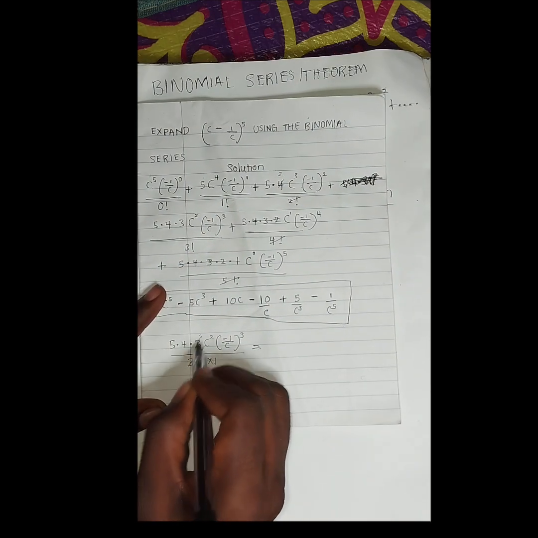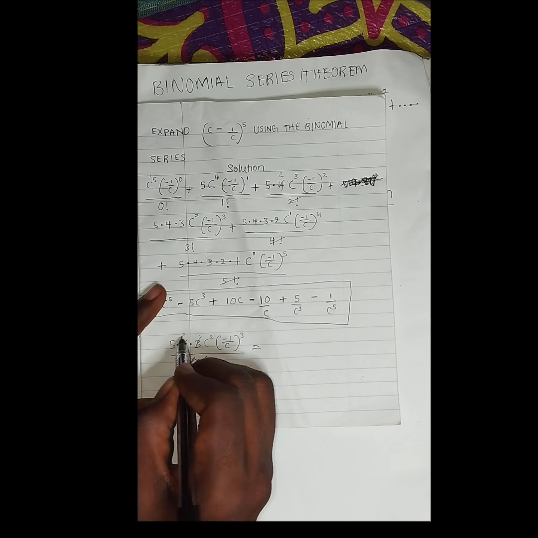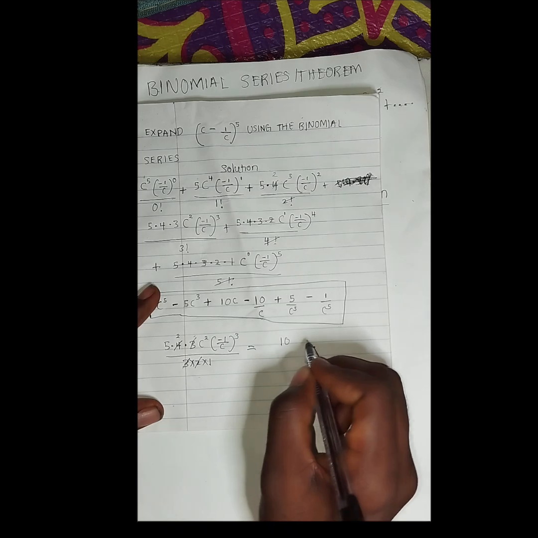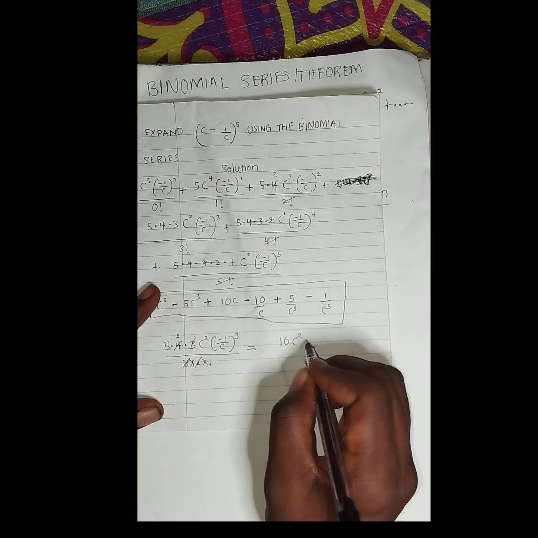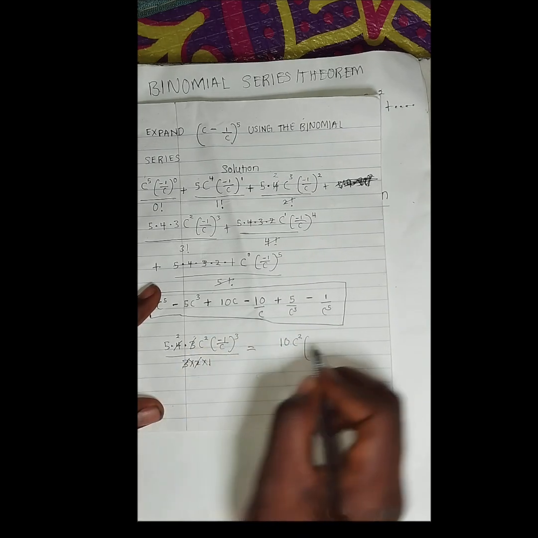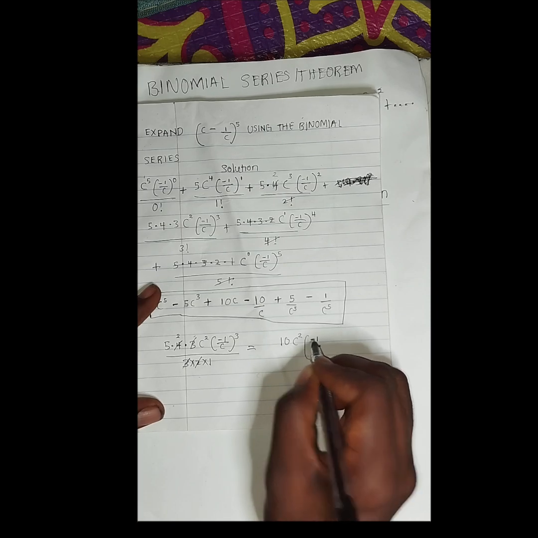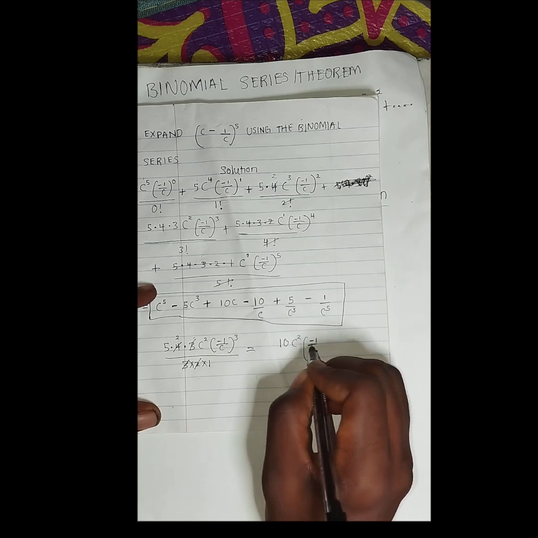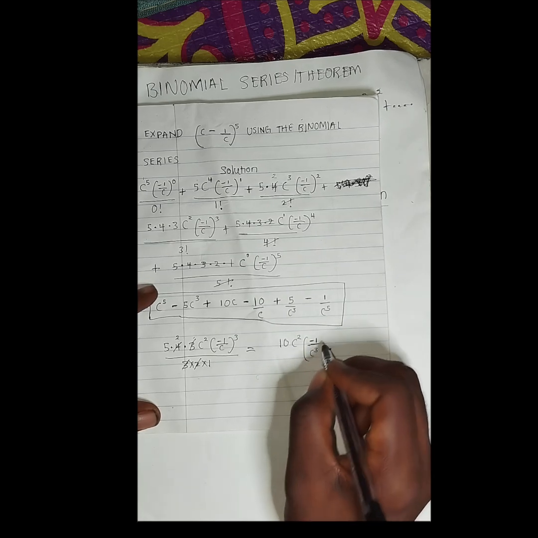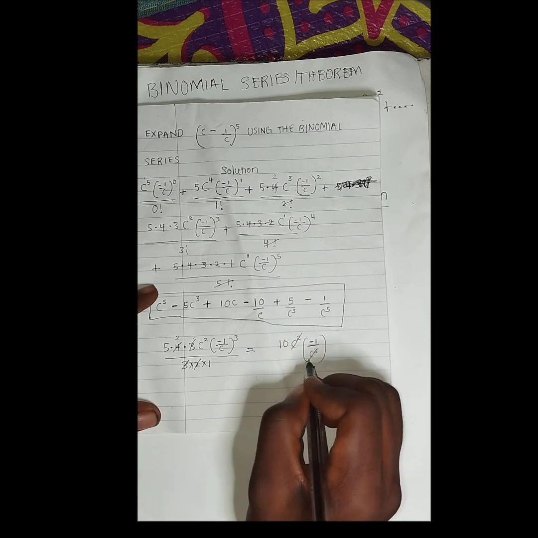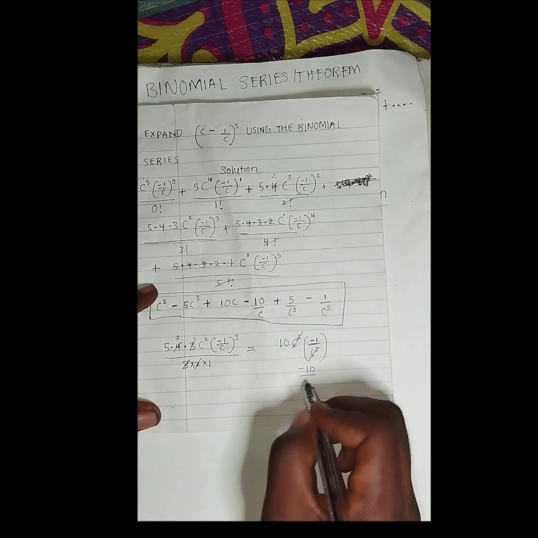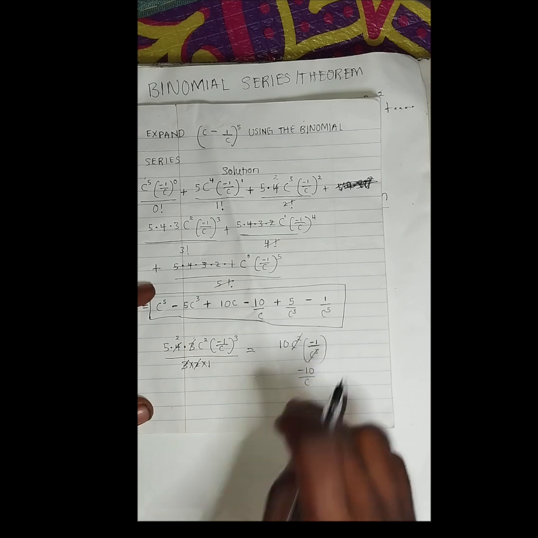3 can break this, 2 can break 4. You'll be left with 2. 5 times 2 is 10. So you have 10, c square times minus 1 raised to the power of 3 is still minus 1. I said this earlier. When you have minus 1 raised to the power of an odd number, you get minus 1, over c raised to the power of 3. Of course, c square can cancel c raised to the power of 3. So you'll be left with 10 times minus 1 is minus 10 over c. This is our fourth term.